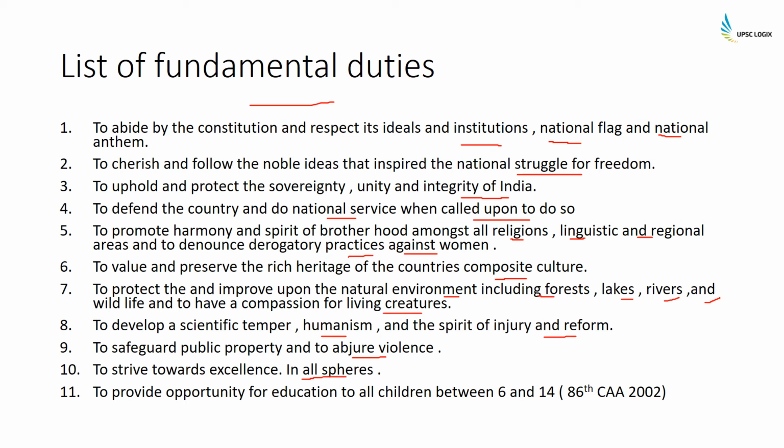Now these first 10 fundamental duties were given to us by the Congress Party in 1976. Fundamental duty number 11, which says to provide opportunities for education to all children between 6 and 14 years, was added by the 86th Constitutional Amendment Act of 2002.